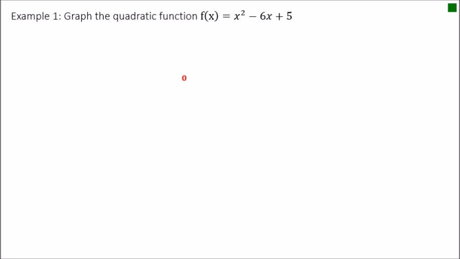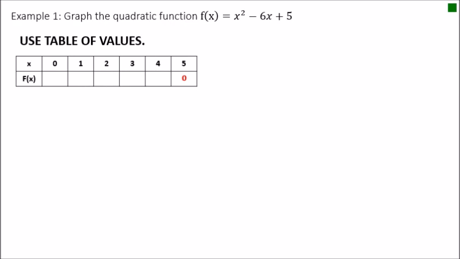So, mag-graph muna tayo. Graph the quadratic function f of x is equal to x squared minus 6x plus 5. So, para mag-graph natin ito, we need to use the table of values. Nag-set na tayo dito ng possible values ng iyong parabola. Ang nilagay ko dito, 0, 1, 2, 3, 4, and 5 for the value of x. Okay, so yan yung possible values ng x natin.